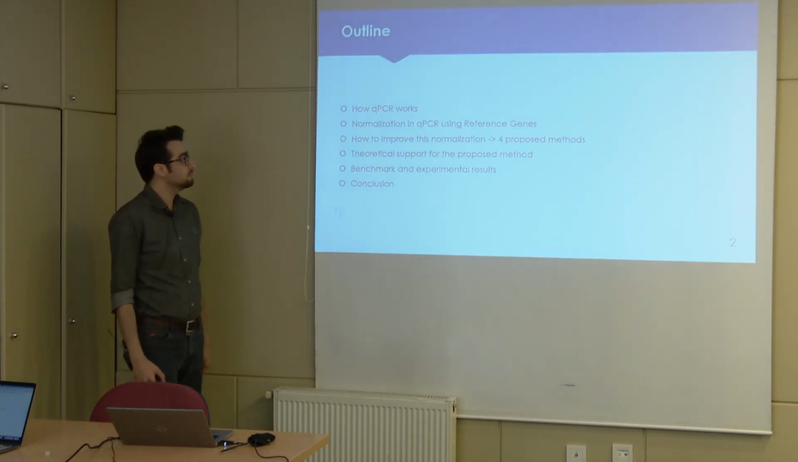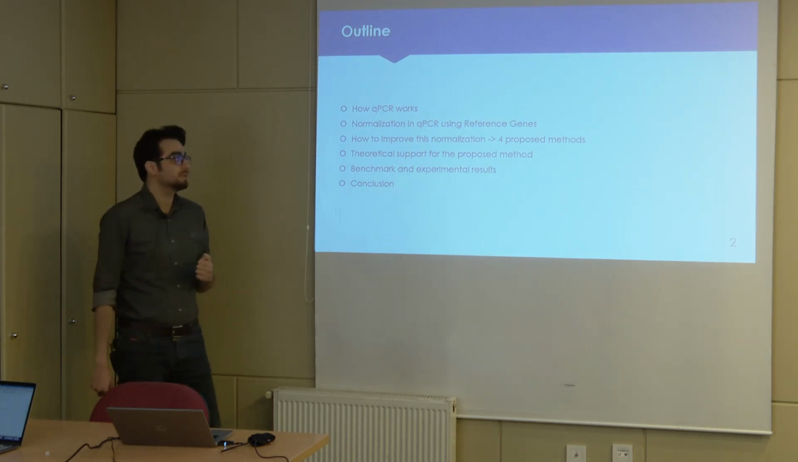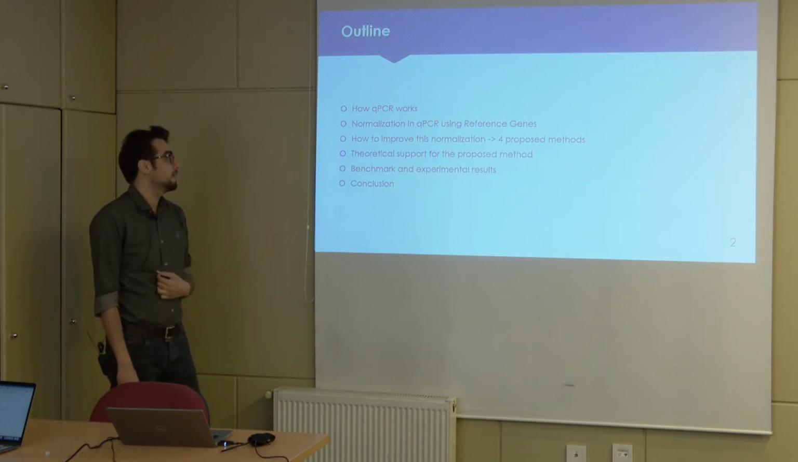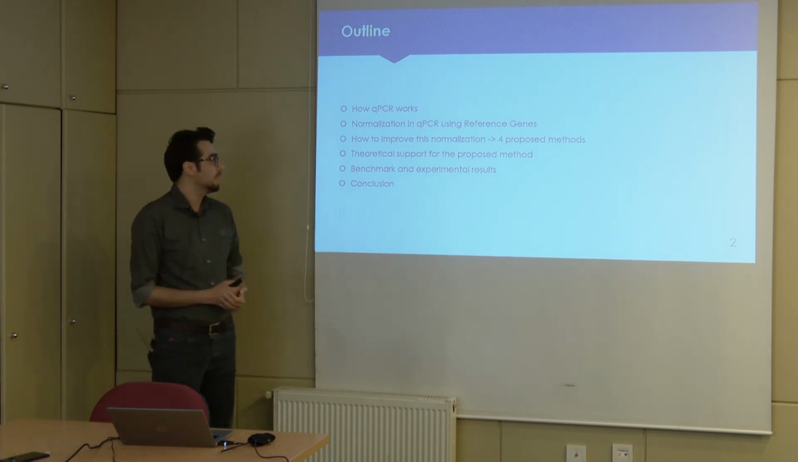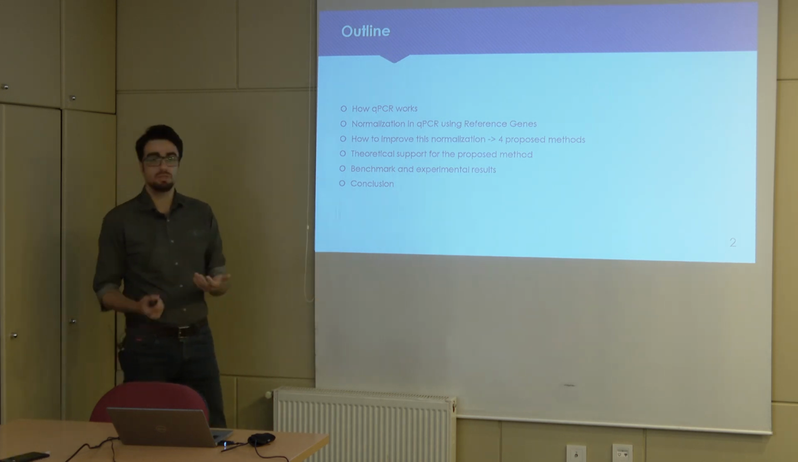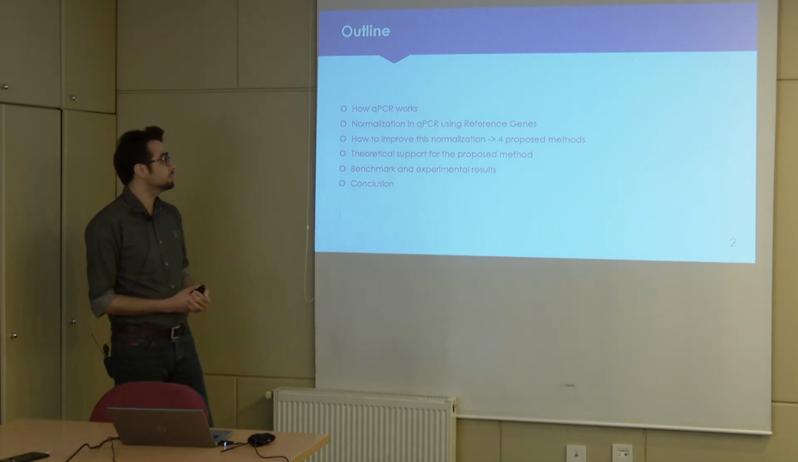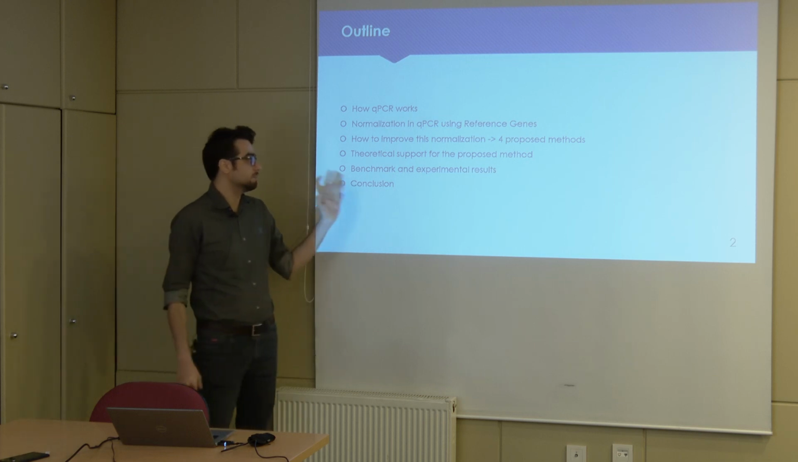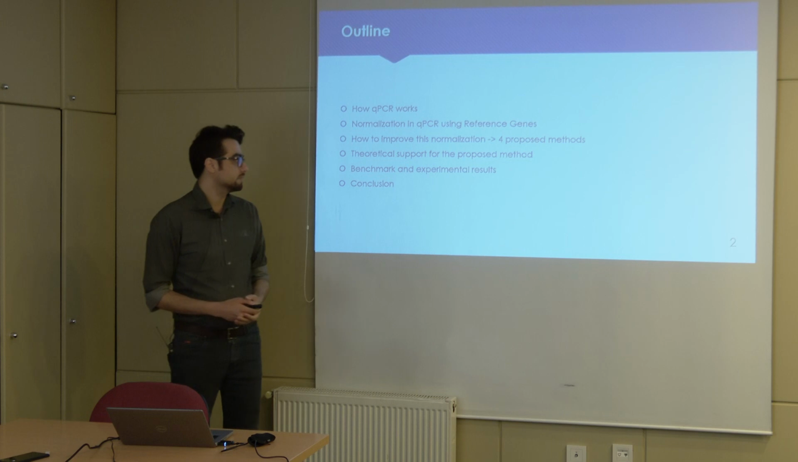So the outline of this presentation: first I will explain how qPCR works and how we do normalization in qPCR experiments using reference genes, and how we can improve this normalization. We propose 4 methods, and we provide some theoretical support for the proposed methods and their interesting features. Then the benchmarking and experimental results, and at the end, the conclusion.